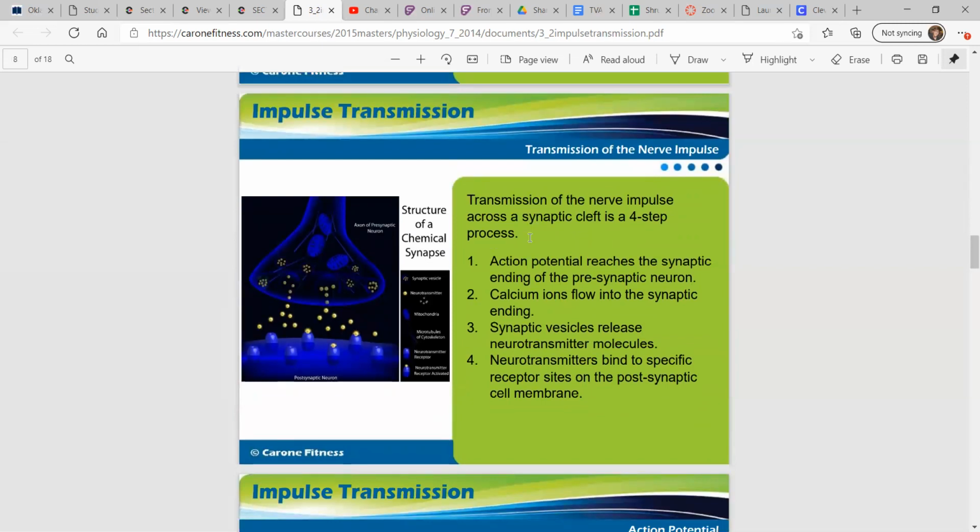Transmission of the nerve impulse across a synaptic cleft or gap is a four-step process. 1. The action potential reaches the synaptic ending of the presynaptic neuron. 2. Calcium ions flow into the synaptic ending. 3. Synaptic vesicles release neurotransmitter molecules. 4. Neurotransmitters bind to specific receptor sites on the postsynaptic cell membrane.